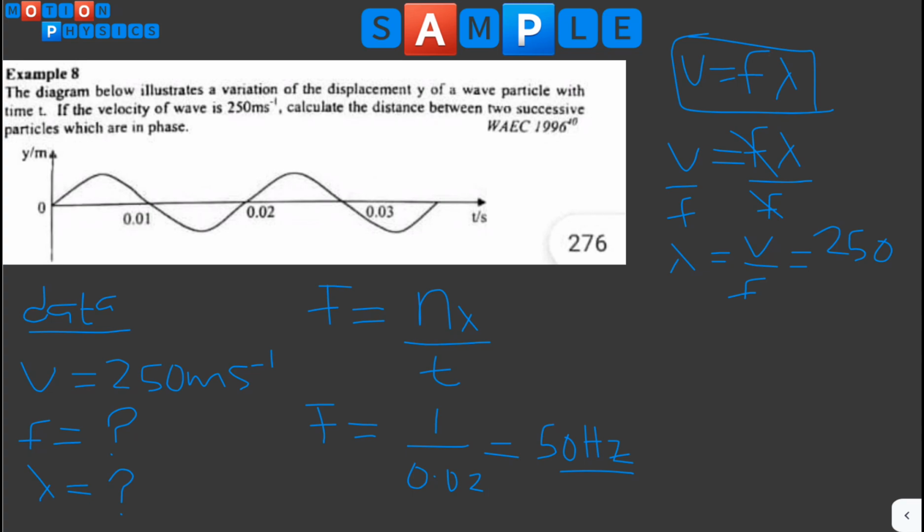250 over the frequency, which is just 50, and so our lambda, which is our wavelength, would just be 5, because if you punch your calculator, 250 divided by 50, you get 5 meters. So the final answer to this practice problem here is actually 5 meters.